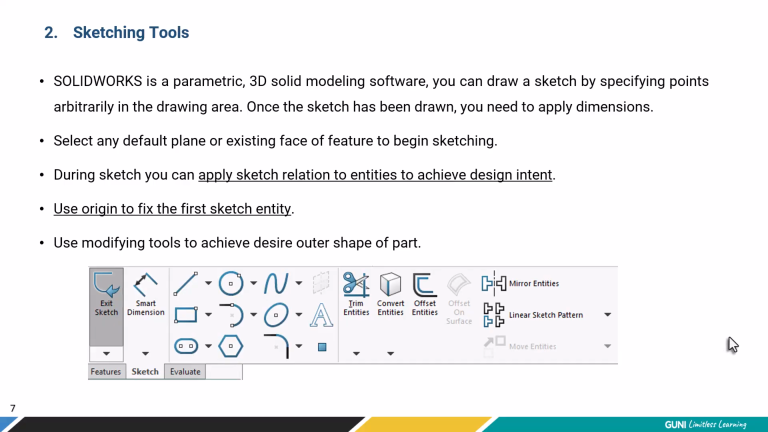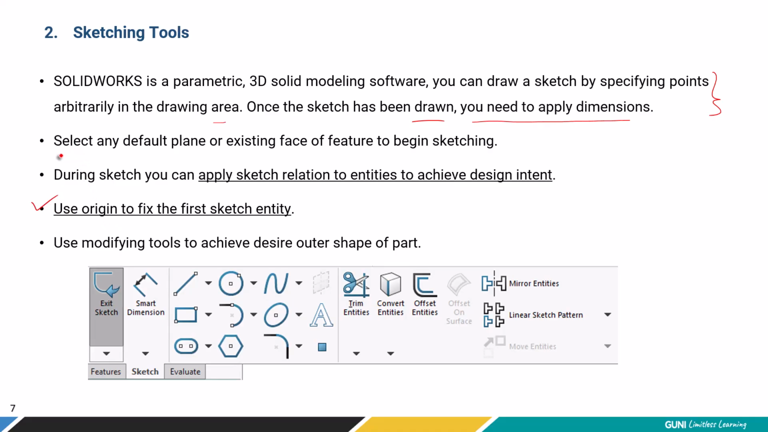Now let's learn different sketching tools. Here you can see the sketching tools are basically line, rectangle, circle, arc, polygon, slot, spline, ellipse, fillet, and chamfer. SolidWorks is parametric 3D solid modeling software. You can draw a sketch by specifying points arbitrarily on the drawing area. Once the sketch has been drawn, you need to apply dimensions. So this is the simple basic sequence of creating a sketch. You must use the origin first. You must tie the first geometry to the origin.